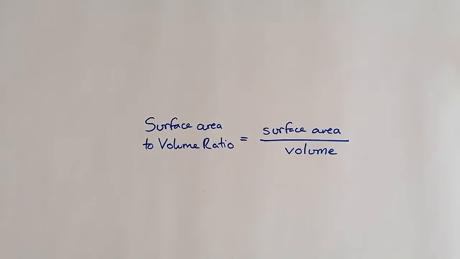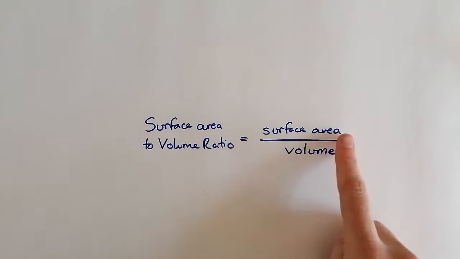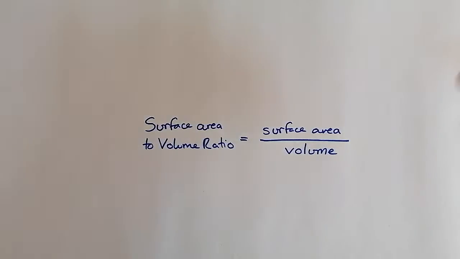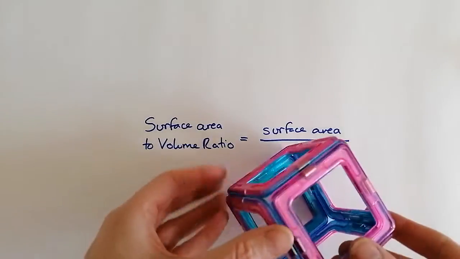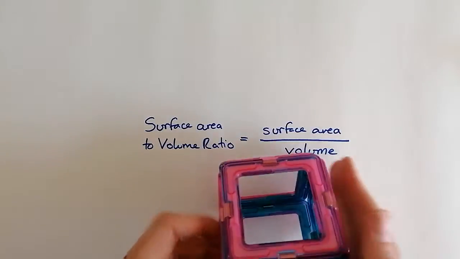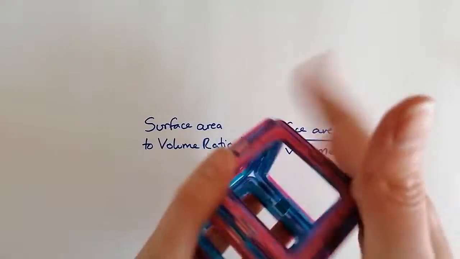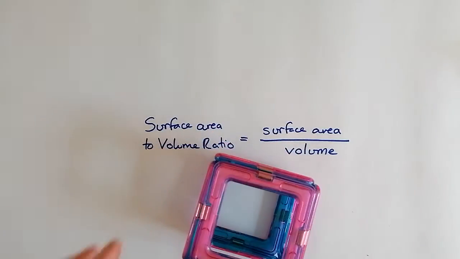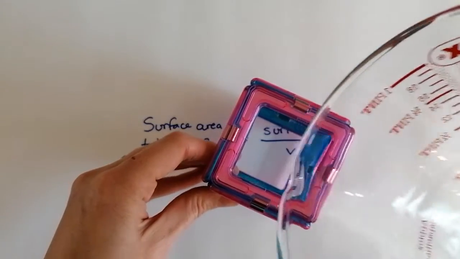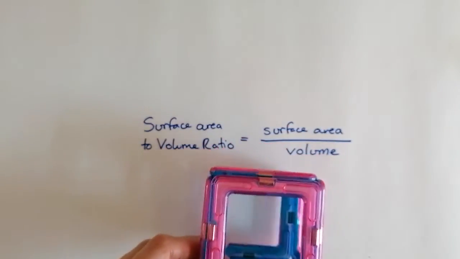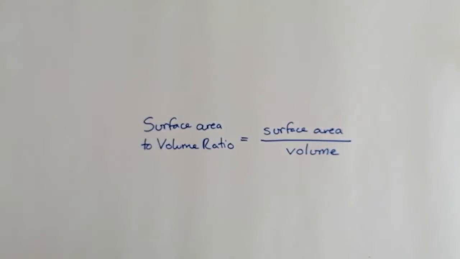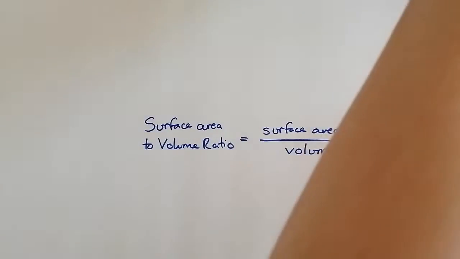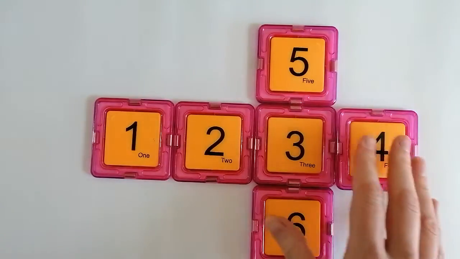So for surface area to volume ratio, you need to take your surface area and divide it by the volume. If we were looking at a cube, we would be comparing the surface area, which is the amount on the outside exposed to the elements, and the volume, the amount that you could pour in and it be contained by that shape. So we're going to start off by sorting out our surface area.